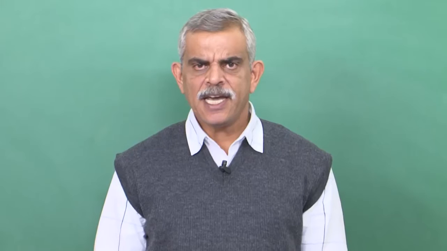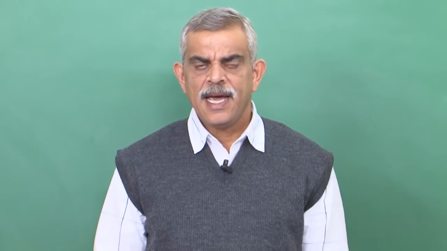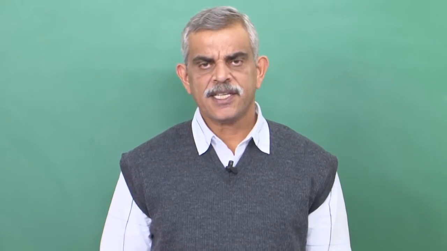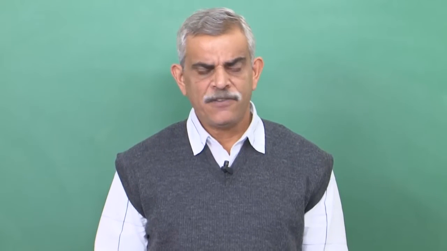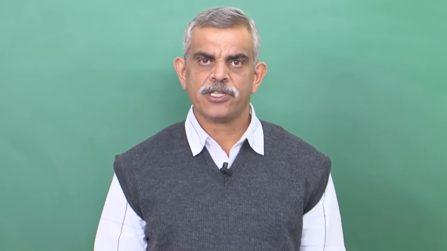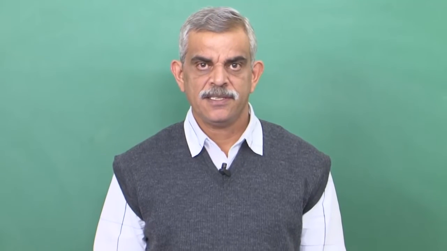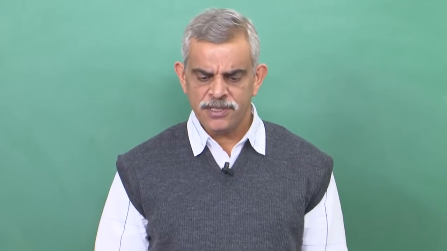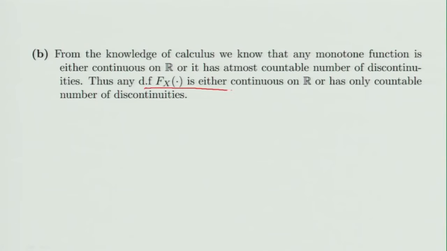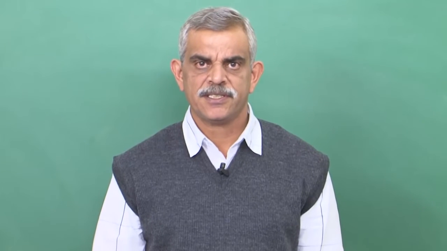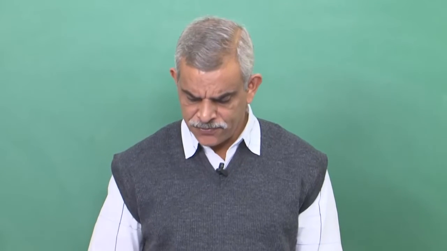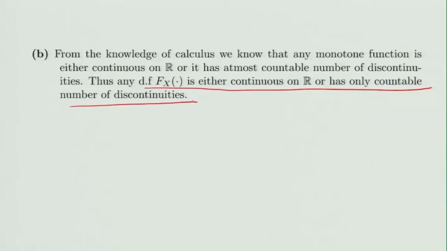Now those who have done a basic calculus, they know that any monotone function is either continuous throughout. Now if it is not continuous, then it can have at the most countable number of discontinuities. And since distribution function is monotone, it says that any distribution function is either continuous on R or has only countable number of discontinuities. So very important property of distribution function. In fact, this is a property of any monotone function.